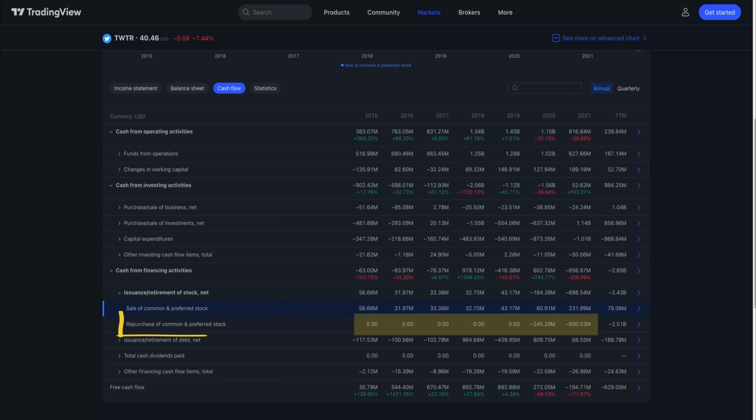Now, as you can see, in Twitter's case, in the last 2 years, the company is spending more money to buy back stock, which makes the stock more appealing to the shareholders.